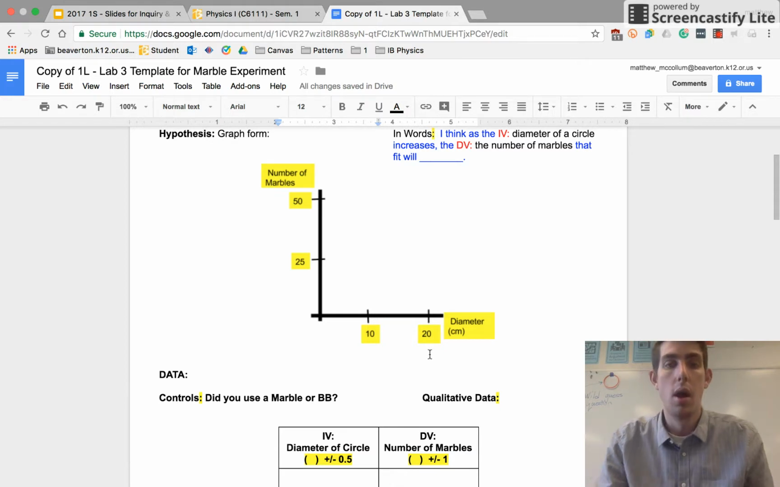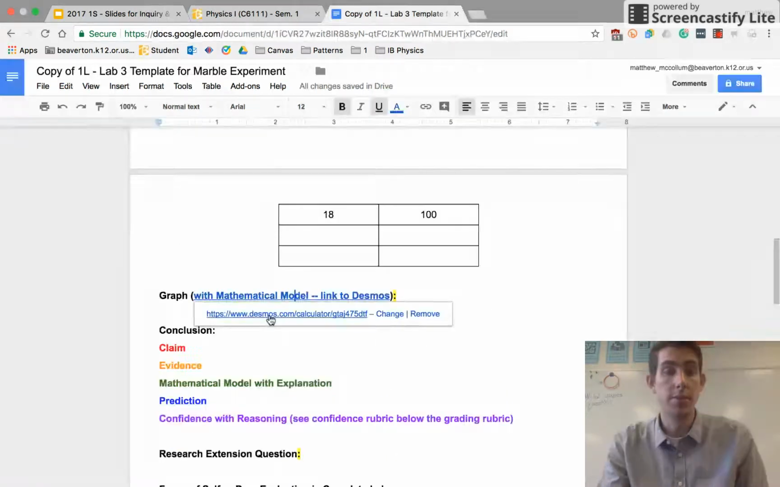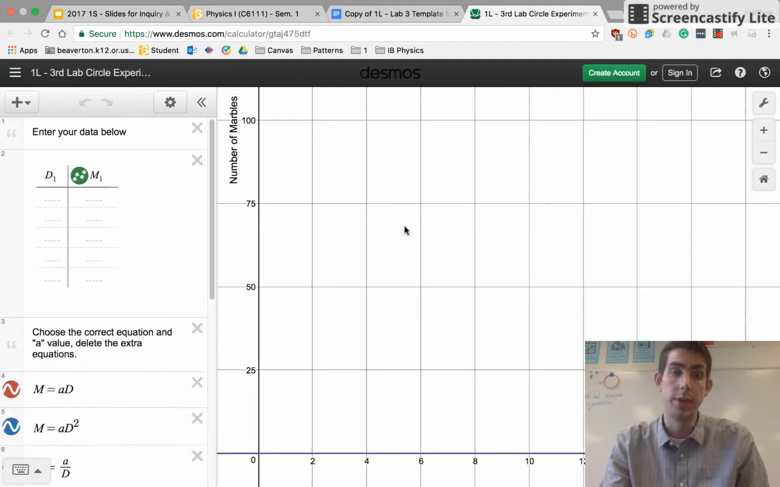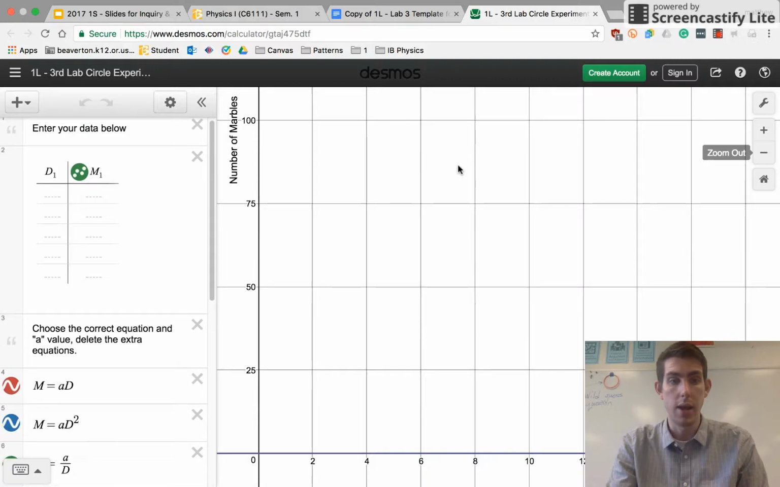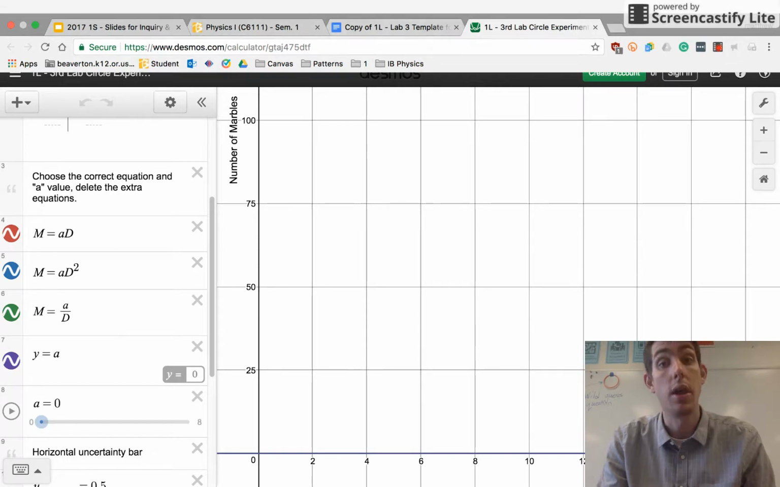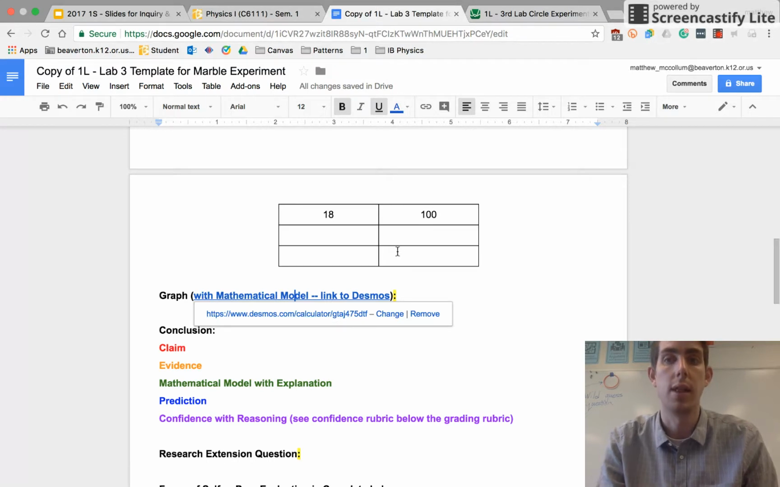Okay. Once you are done, I want you to go into Desmos. You're going to open your Desmos file, and this is the circle experiment for the third lab, and you're going to graph your data and get your mathematical model. Do not forget to get your mathematical model. That's something that a lot of people have done in the past. Once you're done with that, you can go ahead and start writing your conclusion, but we will spend some time next class finishing your conclusion.